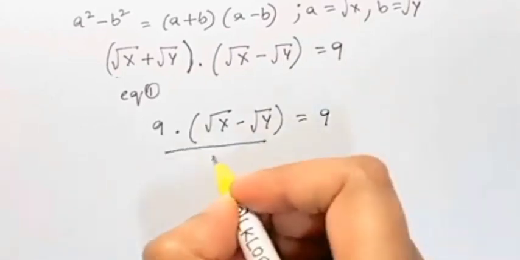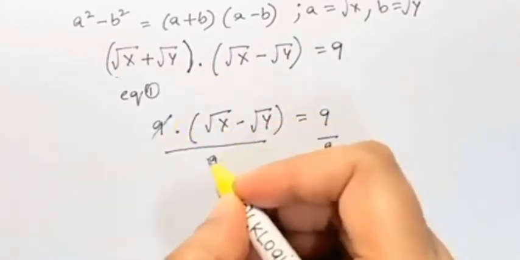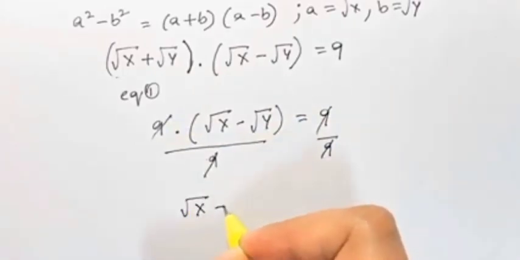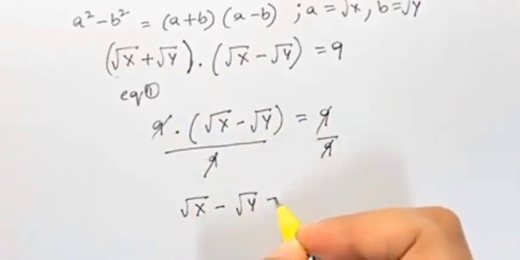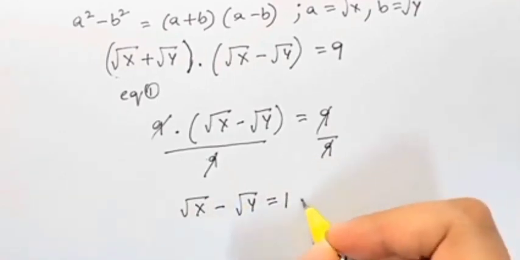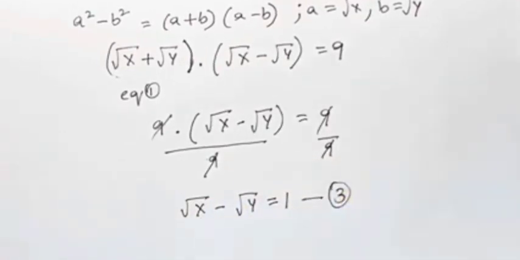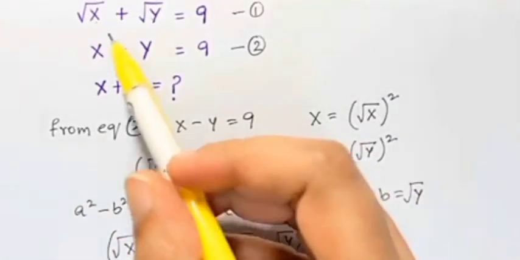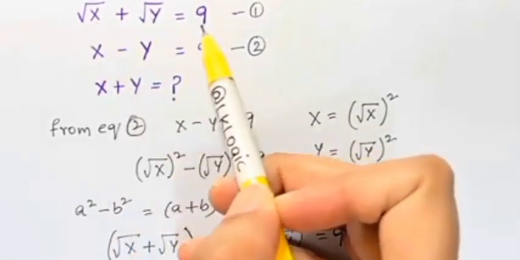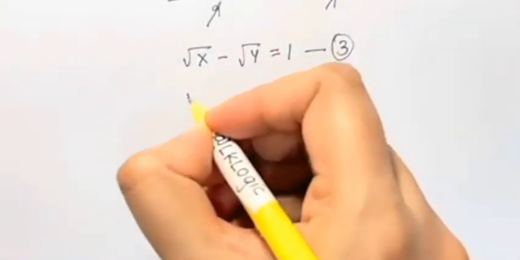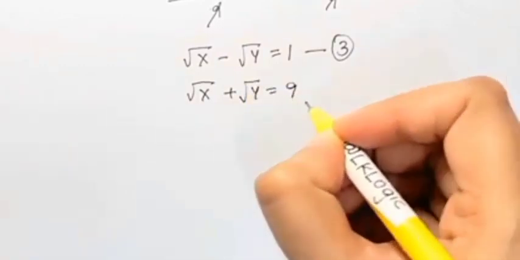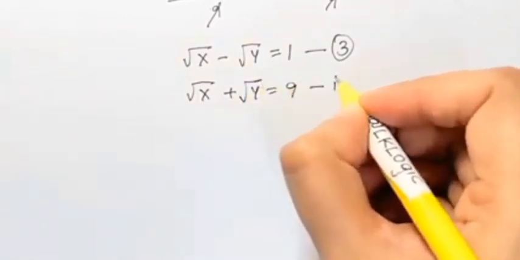Let's divide both sides by 9 to eliminate this 9. So here also we have 1. So we get square root of x minus square root of y is equal to 1. Let this be equation 3. Now if you see here, we have got square root of x plus square root of y equals 9. From equation 1, square root of x plus square root of y is equal to 9. Yes, that was our equation 1.